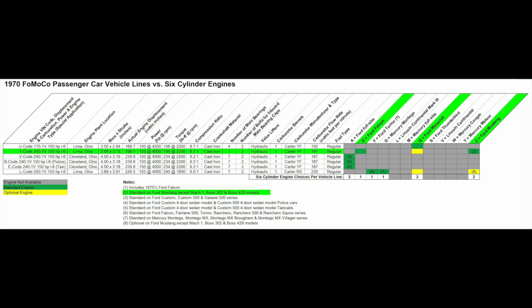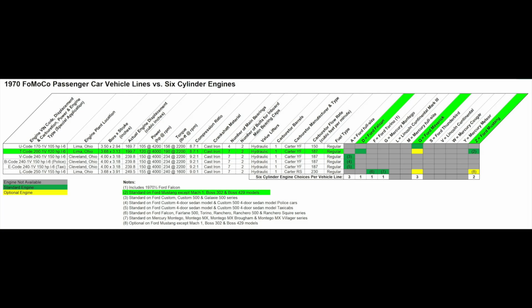The actual engine displacement calculates to 199.7 cubic inches, or 3.27 liters, and it developed 120 horsepower at 4,000 RPM and 190 pound-feet of torque at 2,200 RPM with an 8.7 to 1 compression ratio.